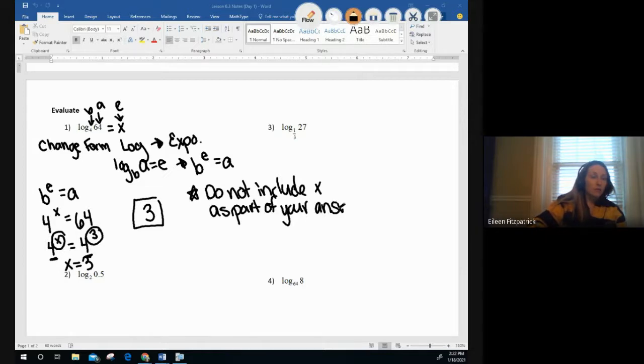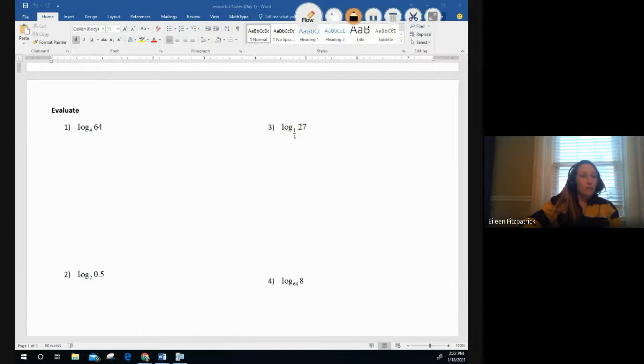The reason we don't include x as part of your answer is because x was not part of the original problem. We made it up. We put an x into the problem so that we could change forms. So don't include it as part of your answer because it's not part of the original problem. All right, so the answer is simply a 3. Okay, so for the next problem, number 2, let me scroll down.